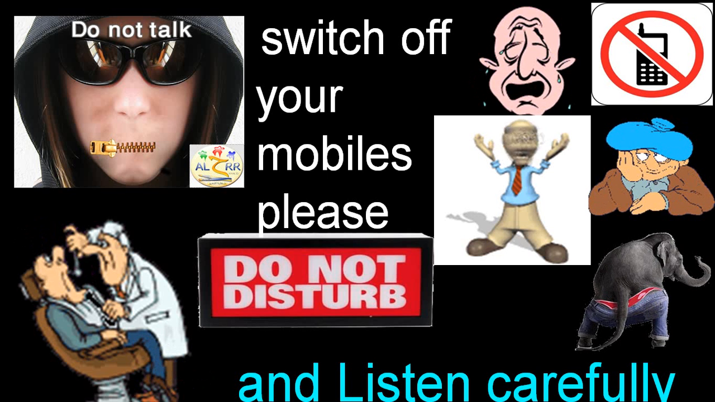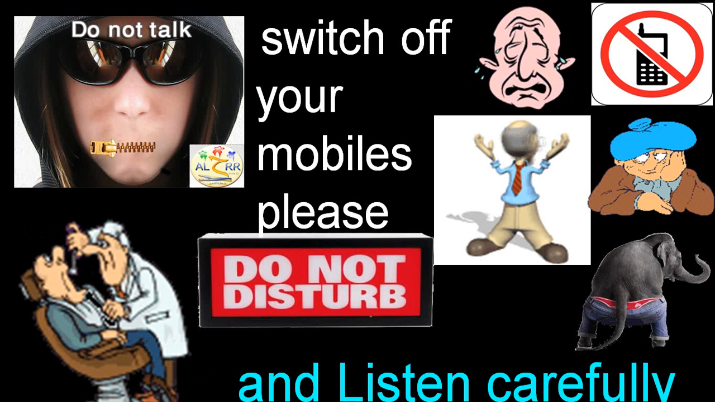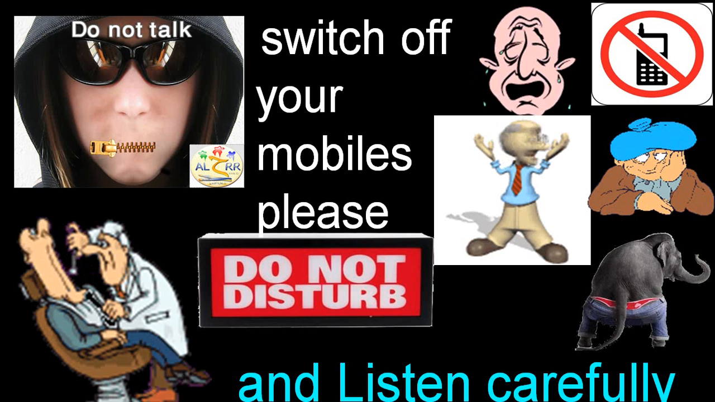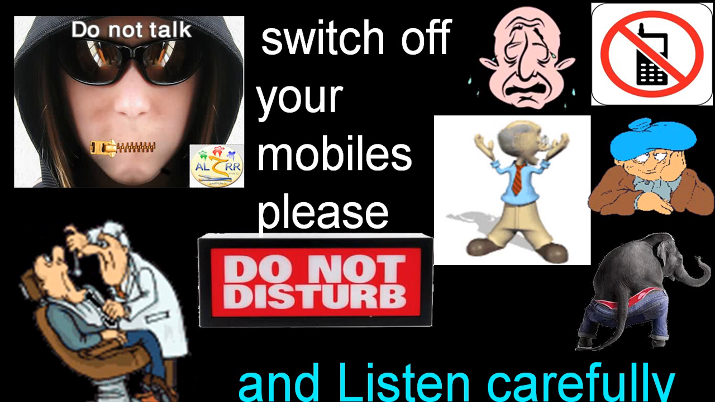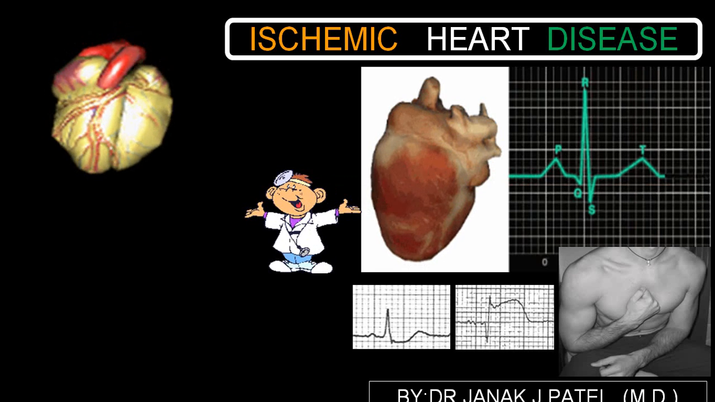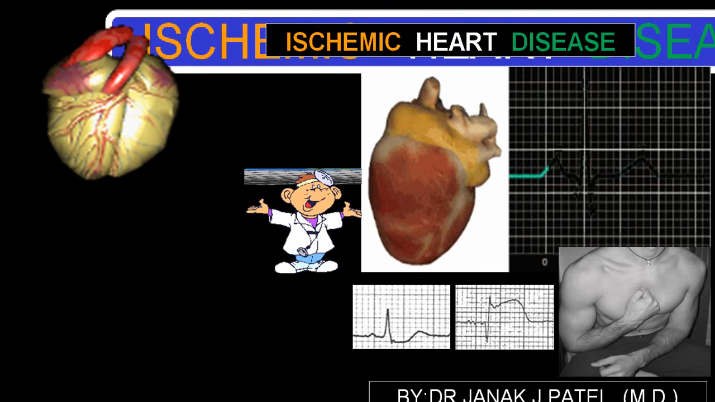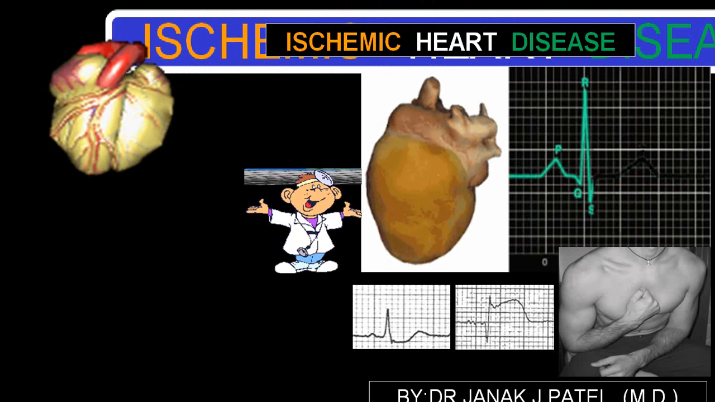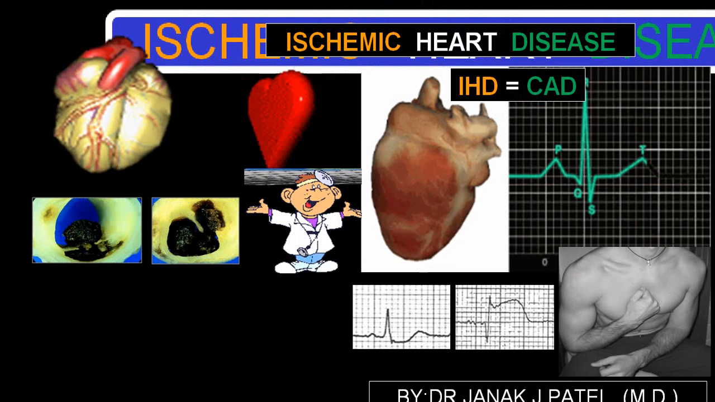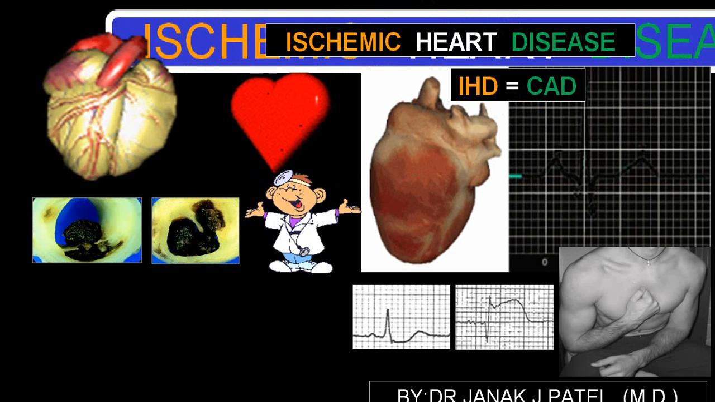Today we'll be discussing another interesting topic for fourth year students, that is ischemic heart disease. The meaning is very simple. It is a disease which involves the heart and is due to ischemia, because of decreased blood supply to the myocardium. As blood supply to the heart is by the coronary artery, it is also called coronary artery disease.